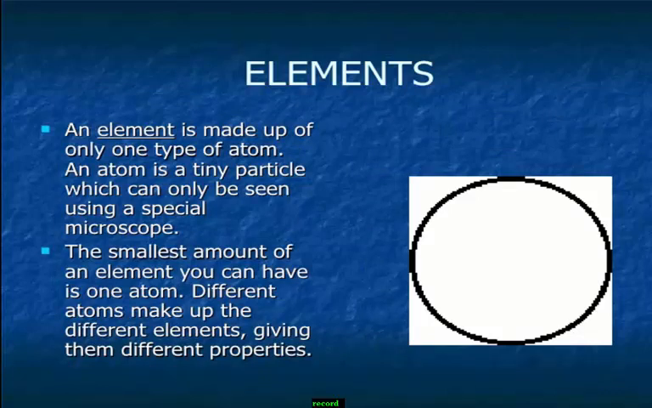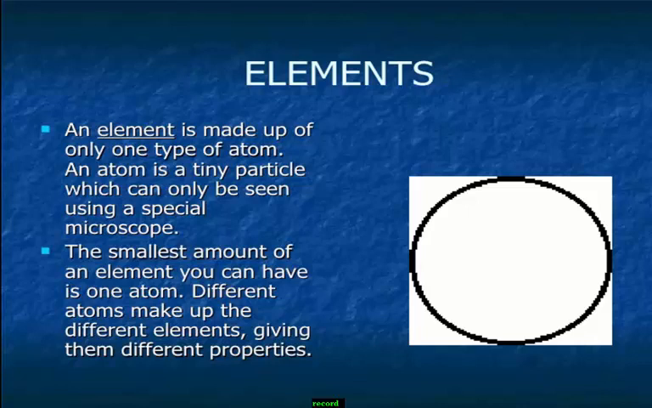Yes, now another concept about elements. Remember students, an element is made up of only one type of atom. Yes, hydrogen is made up of one type of atom. Oxygen is also an element. It is made up of one type of atom.